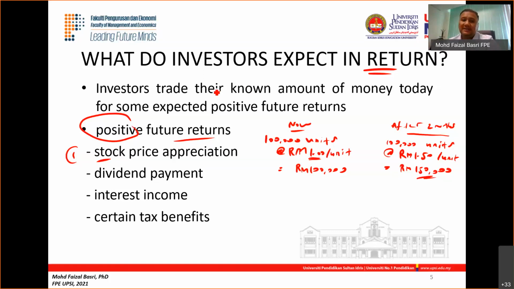Okay, so that's price appreciation. You don't have anything else, tak ada return from profits ke tak. Memang just purely based on price appreciation. Sama jugalah kalau macam you invest in properties.